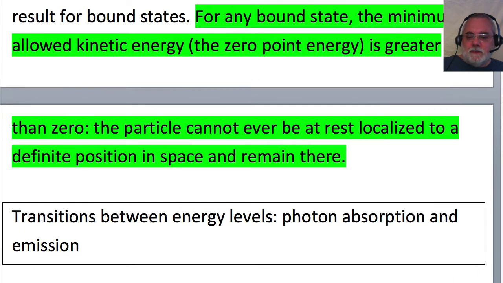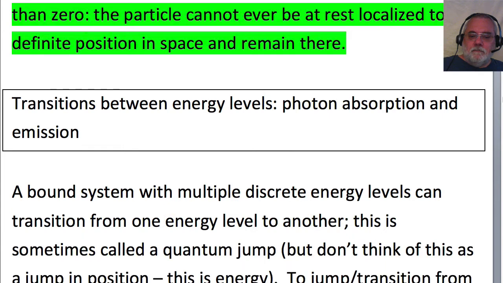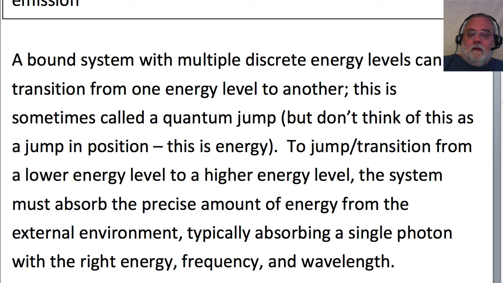Transitions between energy levels, photon absorption and emission. A bound system with multiple discrete energy levels can transition from one energy level to another. This is sometimes called a quantum jump, but don't think of this as a jump in position. This is a jump in energy. To jump or transition from a lower energy level to a higher energy level, the system must absorb the precise amount of energy needed from the external environment, typically absorbing a single photon with the right energy, frequency, and wavelength.